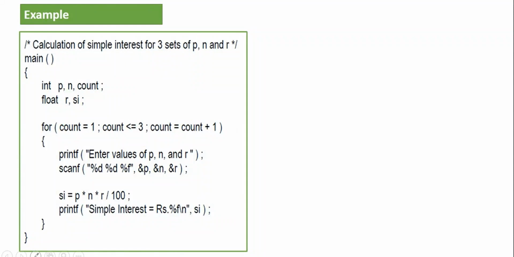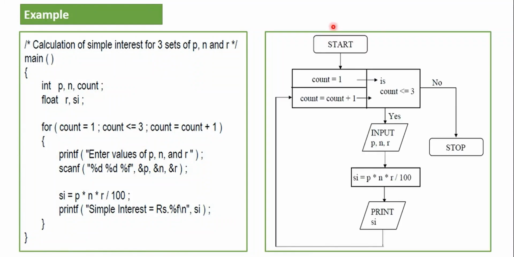Okay, you can see the same scenario in this flow diagram. So here the code starts, the value of count is 1, then it is tested whether count is less than or equal to 3 or not. If it is yes, then input is taken from the user and simple interest is calculated, and finally the result is printed. And it again comes back to count equal to count plus 1. That is the update expression. So again testing, and when this condition returns false, that means no, it will stop.